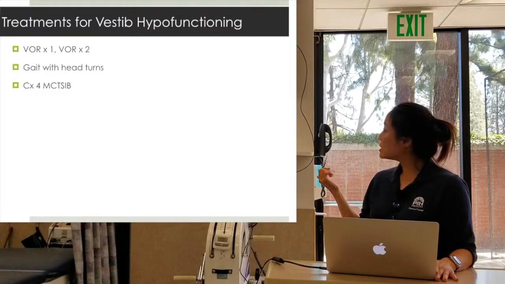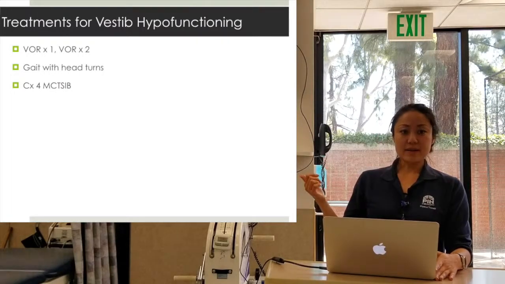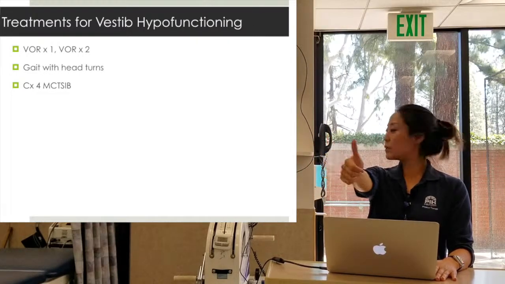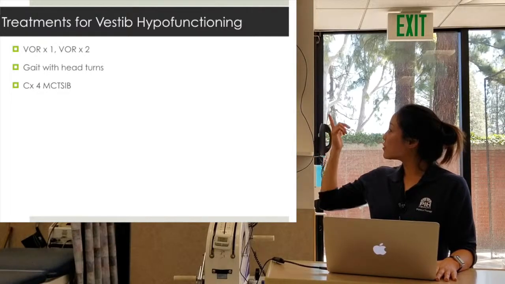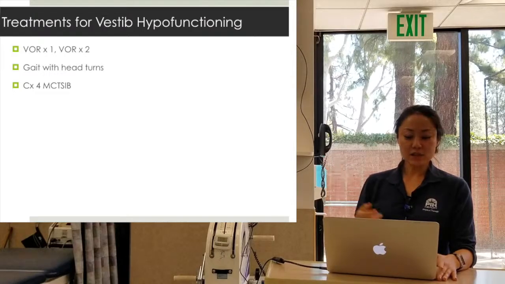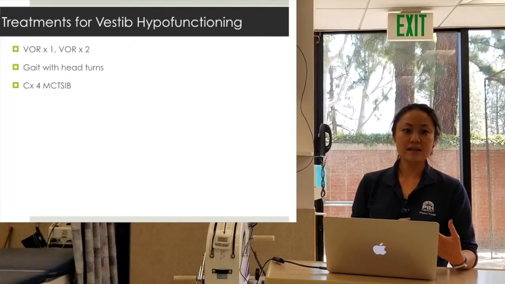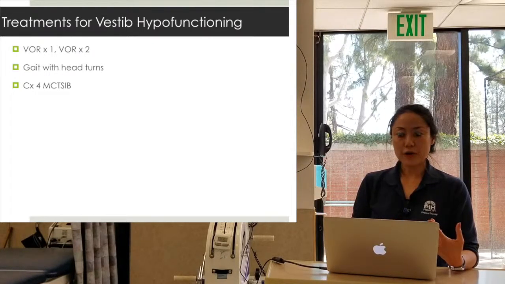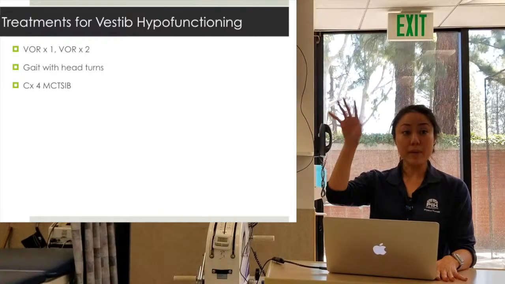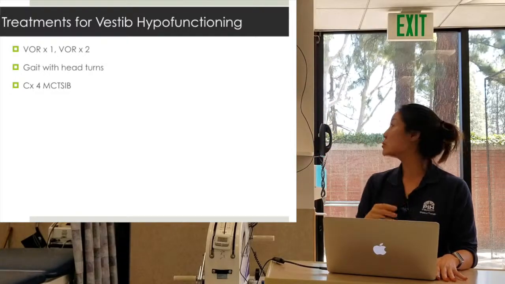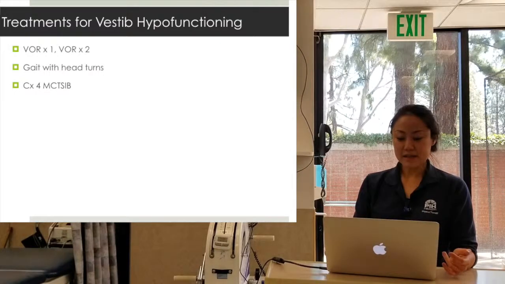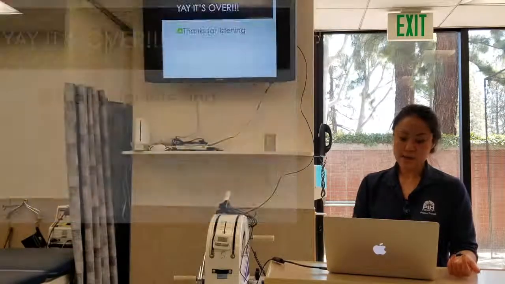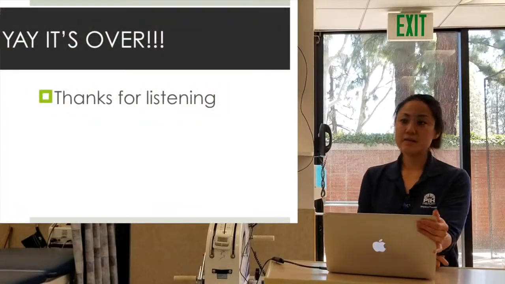And then treatments, you can do VOR1, VOR2, that's the one where you're having 2 things move. You can do gait with head turns. And then for VOR exercises, you can have them start with sitting, standing, tandem, on a foam, just to progress it. You can have a colorful background going on too, just to make it even more difficult. And then you can also have them work on the modified CTSIB, the condition 4. And that's it. Any questions?